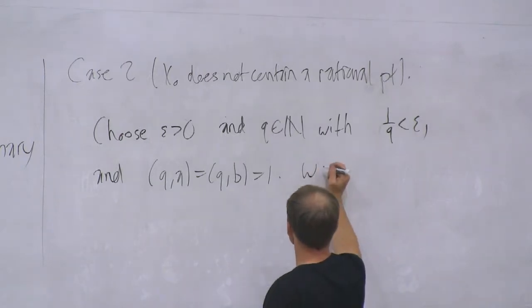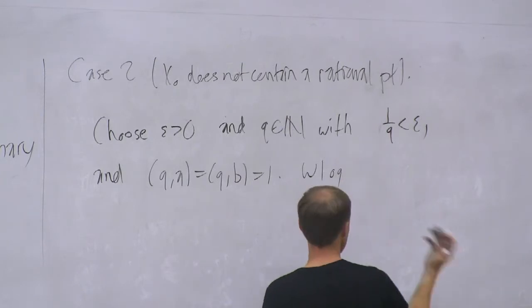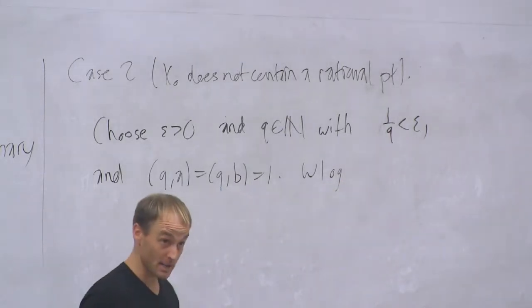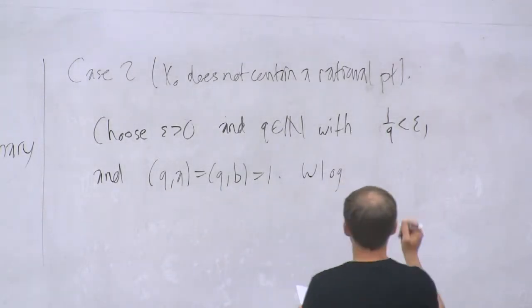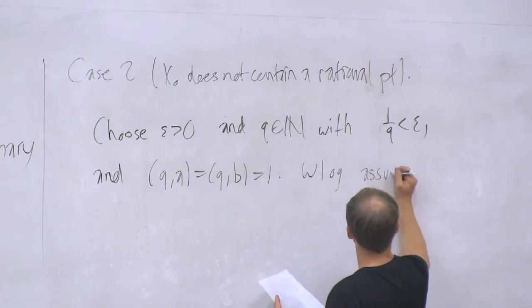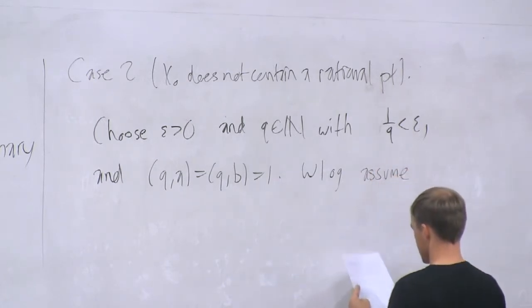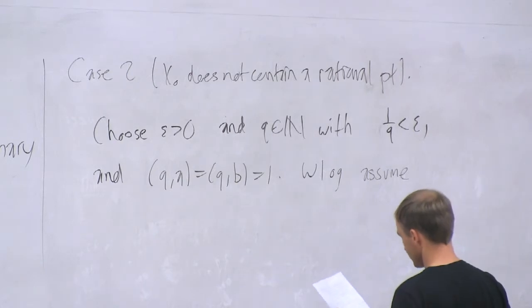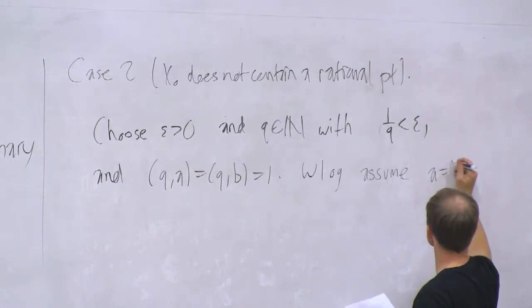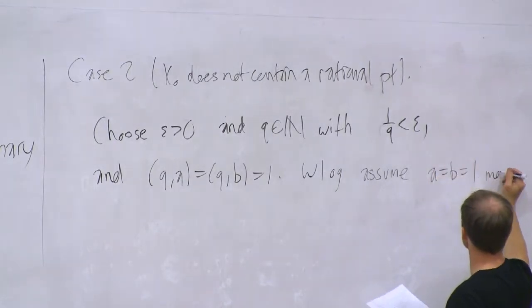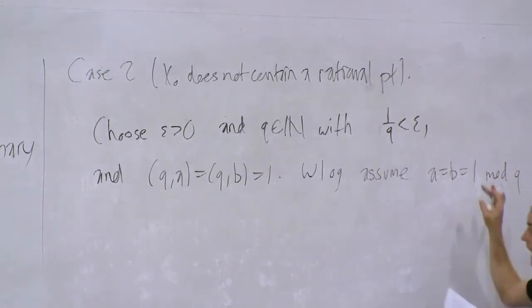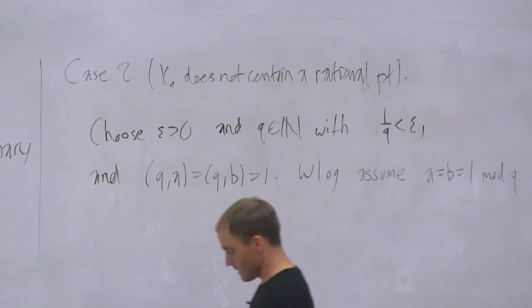Now, without loss of generality, by the same argument as we did before, by replacing a by a suitable power and by replacing b by a suitable power if necessary, we can assume that a and b are both 1 mod q. Okay? a equals b equals 1 mod q. So this is as before, by replacing a and b by suitable powers if necessary. Okay?